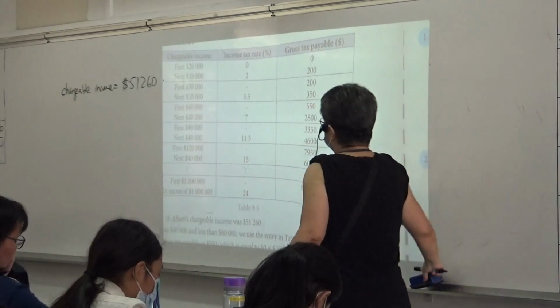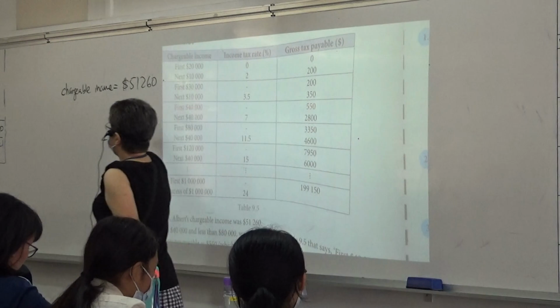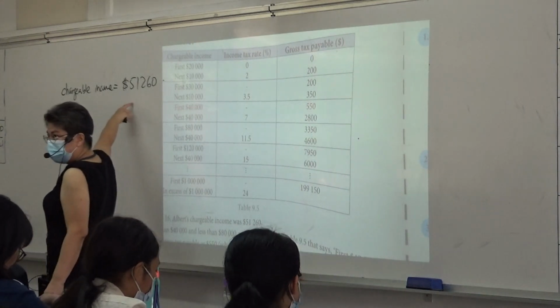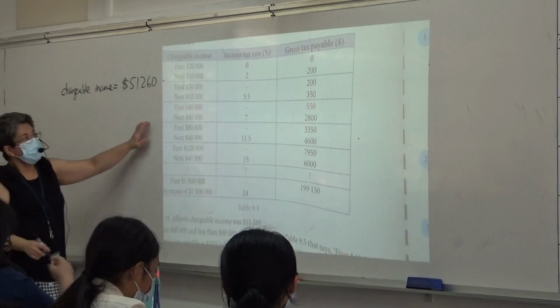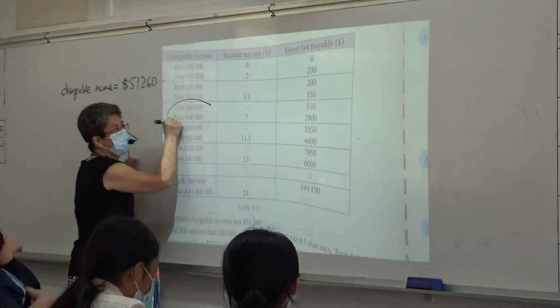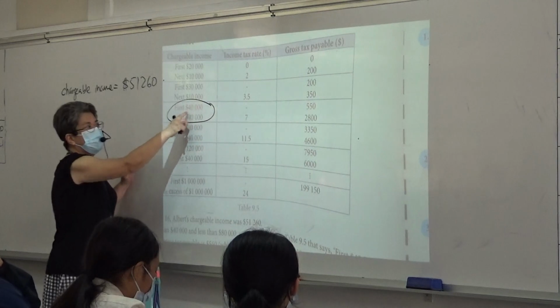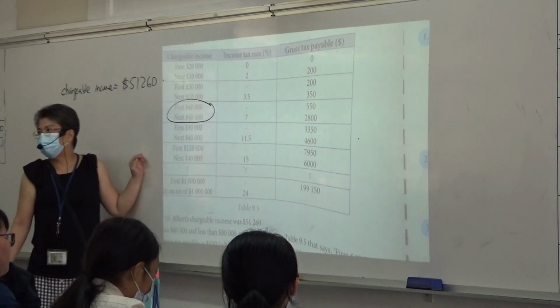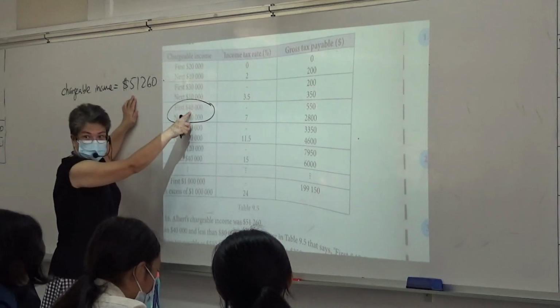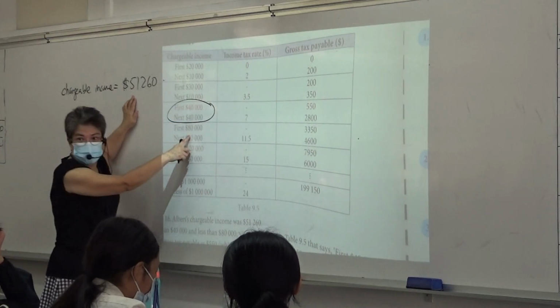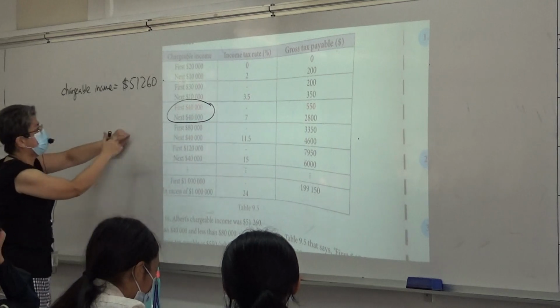Now, this is the chargeable income. All of you look at this. I teach you which one to choose. Can you see I got to choose this one because this is not highlighted? Because it's 51,000, it's more than 40,000, but it's less than 50,000. Can you see? On the first.